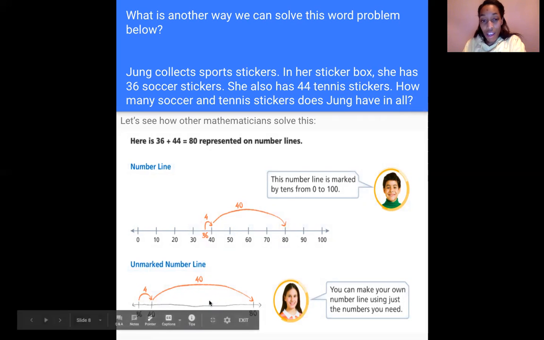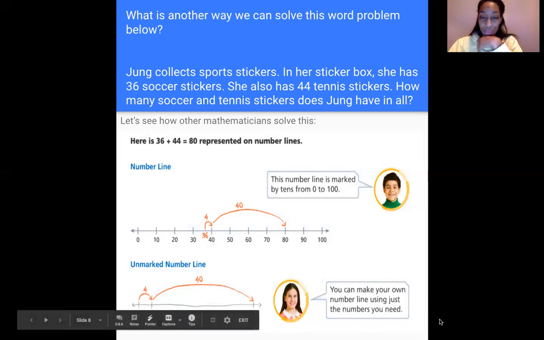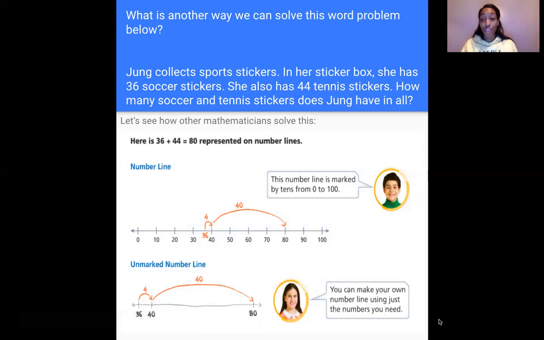Down here, she did the same thing. She just drew a number line without her notches, knowing that she had to add 44. Good job if you're thinking that. Good job if you use some of those strategies that you've been using in math for CGI, number talks, and math workshop.